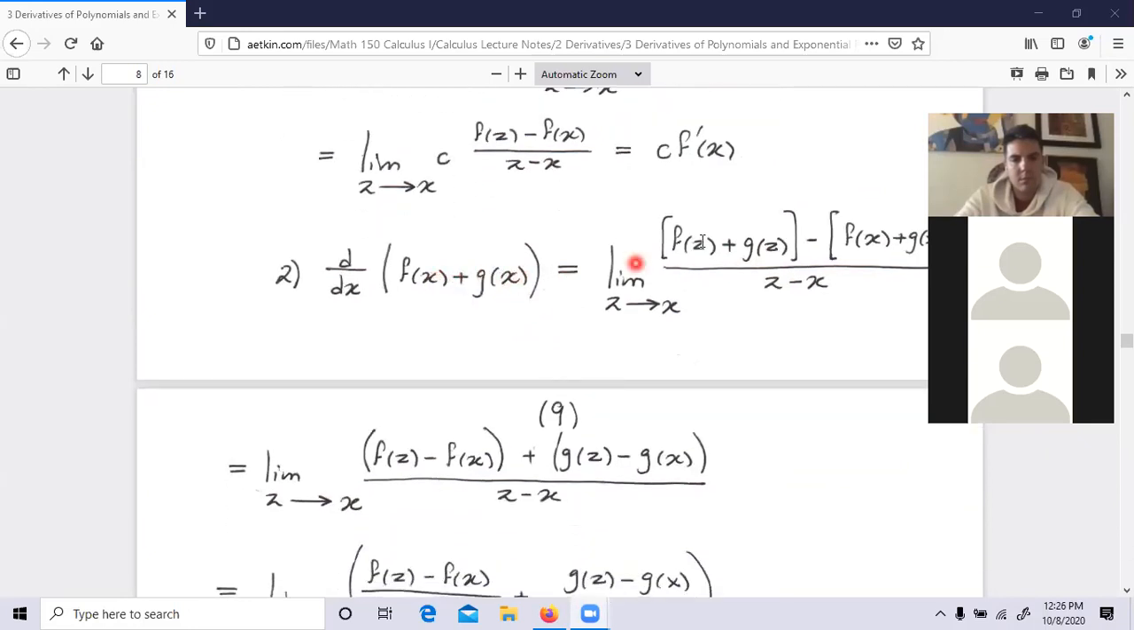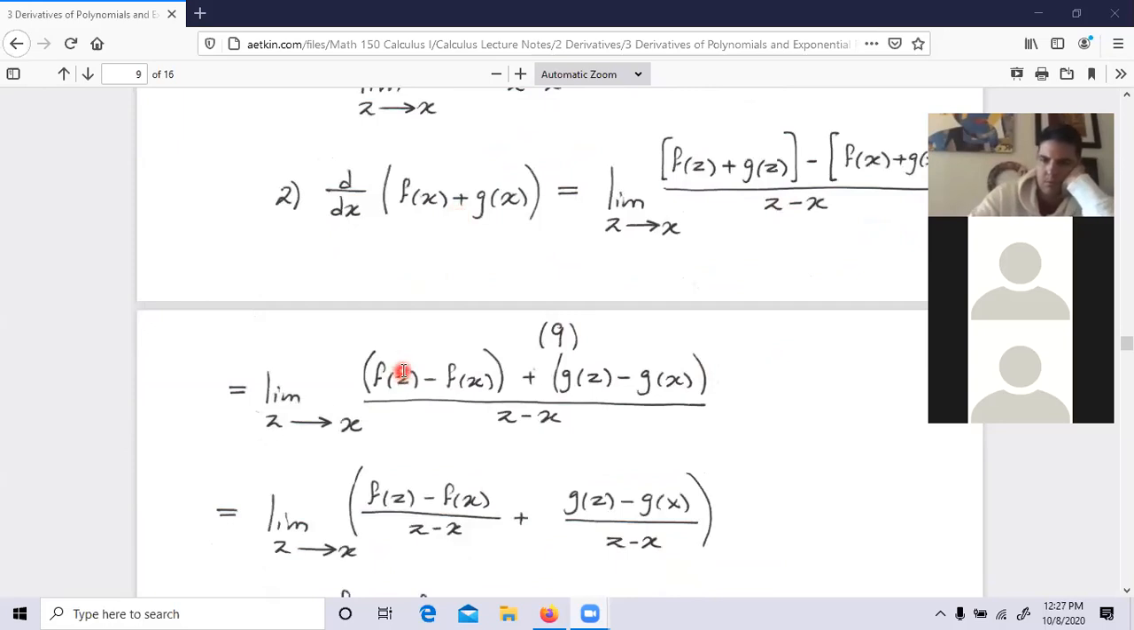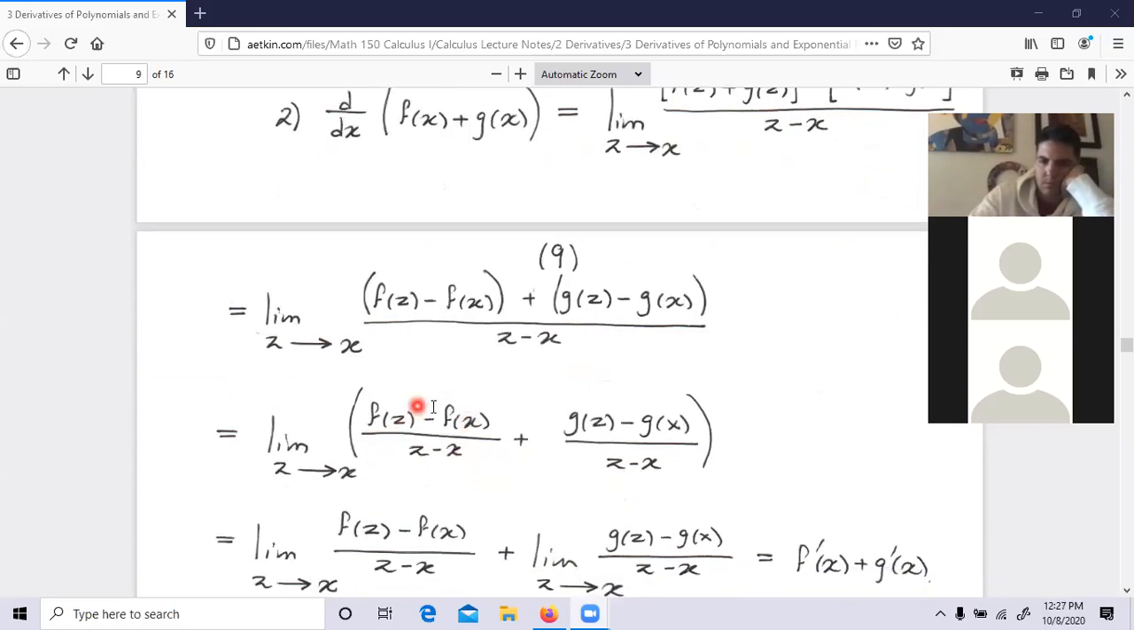So when I set up the definition, it's f of z plus g of z, this function at z, minus this one function at x, divided by z minus x. And then I have to know what it is I'm searching for. I'm assuming f is differentiable, so that means I can recognize f of z minus f of x over z minus x. And I can recognize g of z minus g of x over z minus x. So I separate, group together f's and group together g's and distribute the z minus x. And I have a sum of two limits. This limit, by hypothesis, exists, and it's f prime. And this limit is g prime. You understand what I'm talking about, guys?